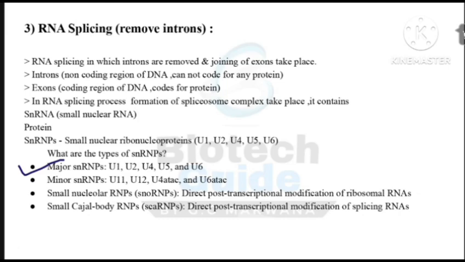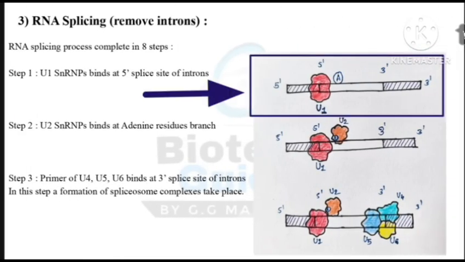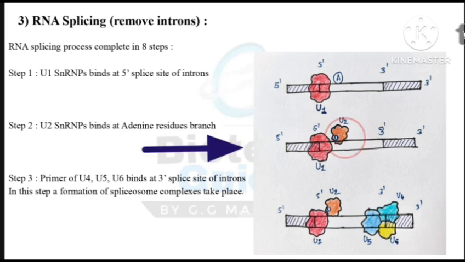So let us discuss briefly. Before that, let's revise the mature mRNA structure. At the 5' end, guanine and uracil bases are there. At the 3' end, adenine and guanine bases are there. And the intron part contains an adenine residue branch. We require a mature RNA, that means only the exon part. For that, some steps are involved in the cleavage. Step 1, U1 snRNP binds at the 5' site. U2 snRNP binds at the adenine residue. As we discussed, the intron part contains an adenine residue, so at that part U2 snRNP binds.